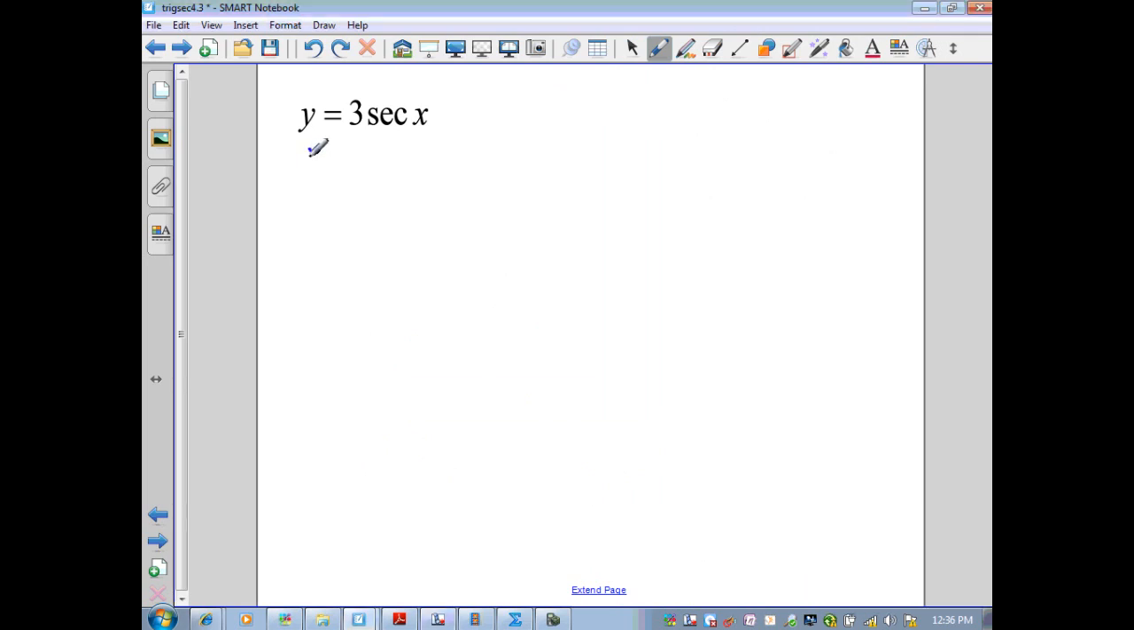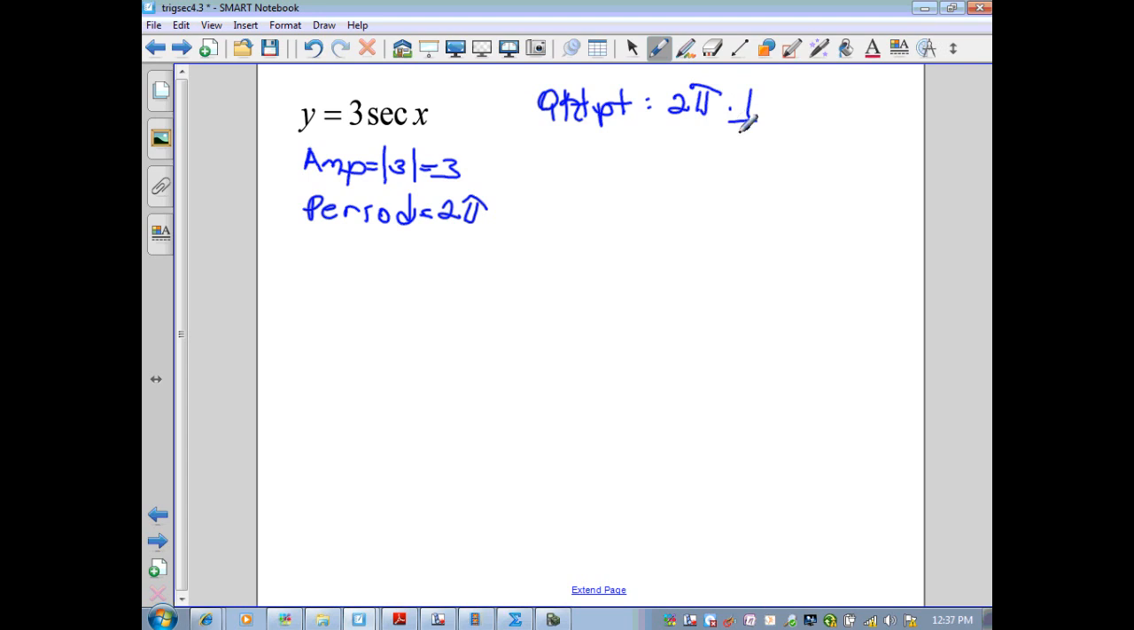Let's start by finding the amplitude, which is the constant in front of my function, which is the absolute value of 3, which is 3. My period is going to be 2 pi divided by b. Here, b is 1, so my period is 2 pi. My quarter point is going to be 1/4 times my period, 2 pi times 1/4, which is pi over 2.